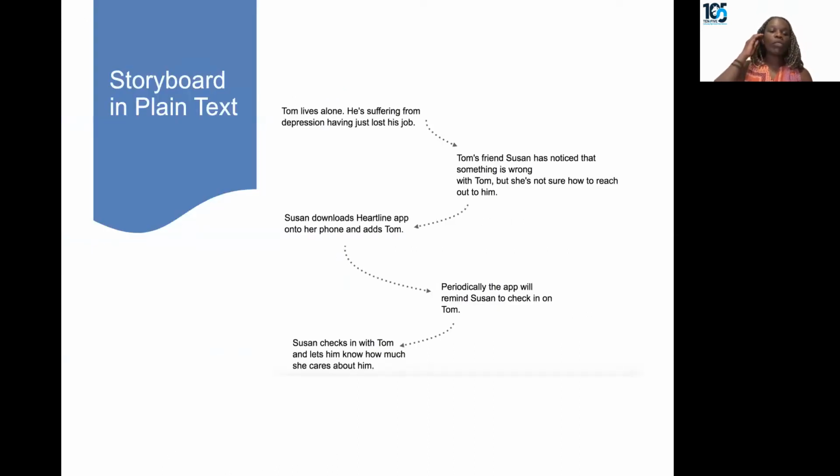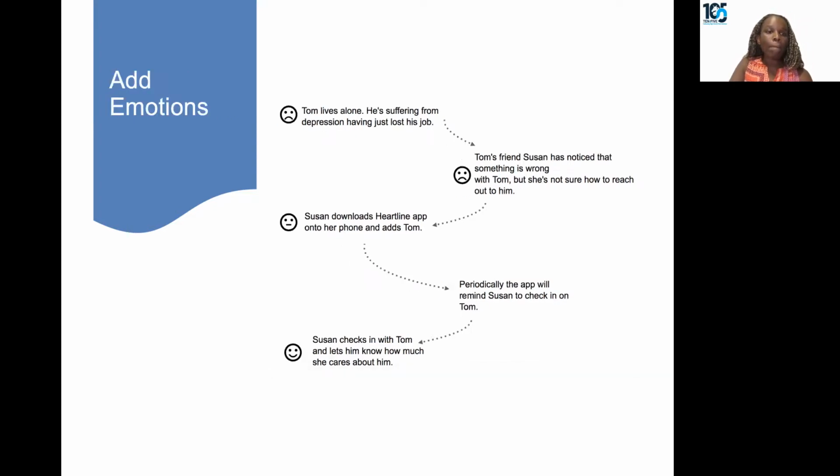So if you want to think about your storyboard in plain text, take your scenario, and if you were to break down that long scenario into bullet points: Tom lives alone. He suffers from depression, having lost his job. His friend Susan noticed that something is wrong with Tom. She's not sure how to reach out to him. Susan downloads the app onto her phone and adds Tom. Periodically, the app will remind Susan to check in on Tom. Susan checks in with Tom and lets him know how much she cares about him, right? So that was almost like the taglines, right? That would go under my images, right?